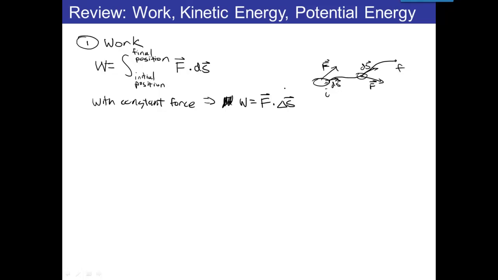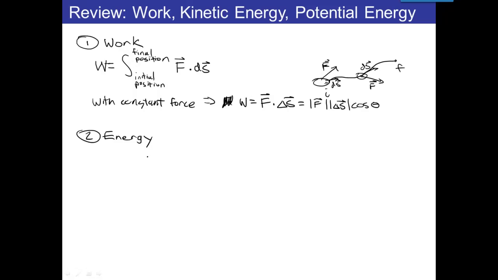But sometimes you'll also see it written this way: the magnitude of the force times the magnitude of the displacement times the cosine of the angle between them. Again, that's the case where you have a constant force, but perhaps the force is not in the same direction as the displacement. That's possible. Okay, a little bit about work. Any questions about work? Do you remember that? If not, go back and take a look at your notes from a previous class.